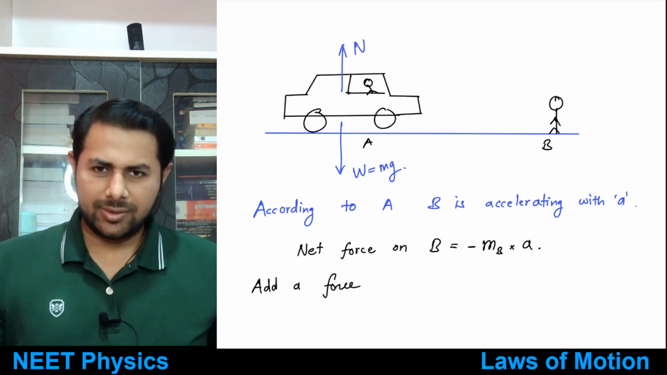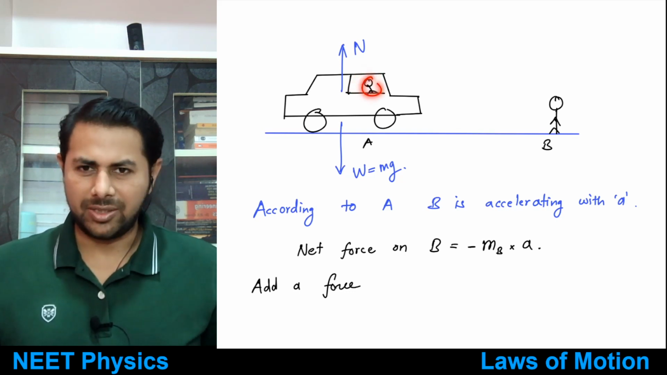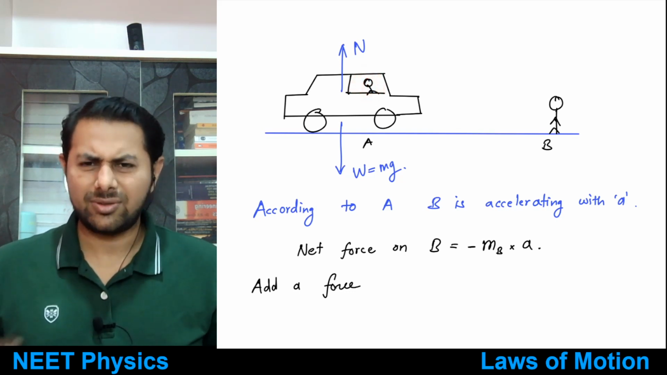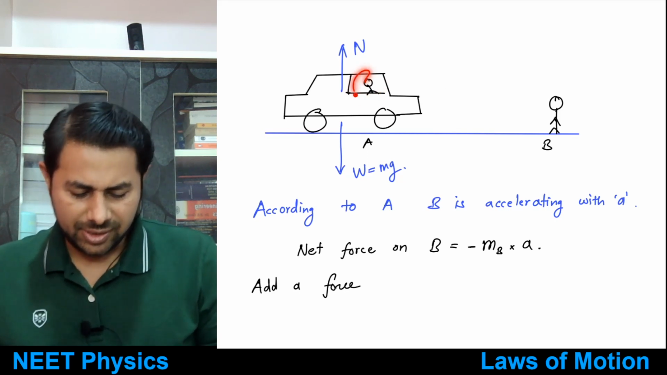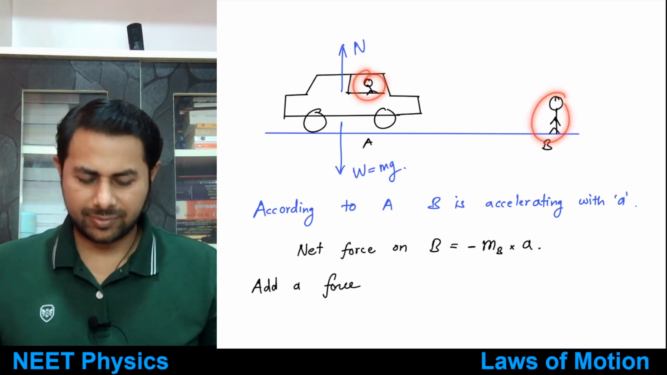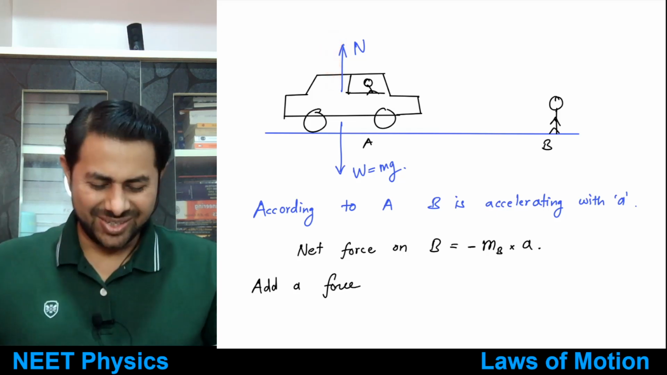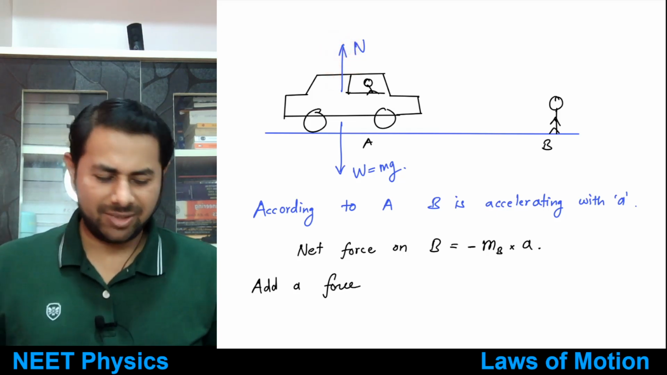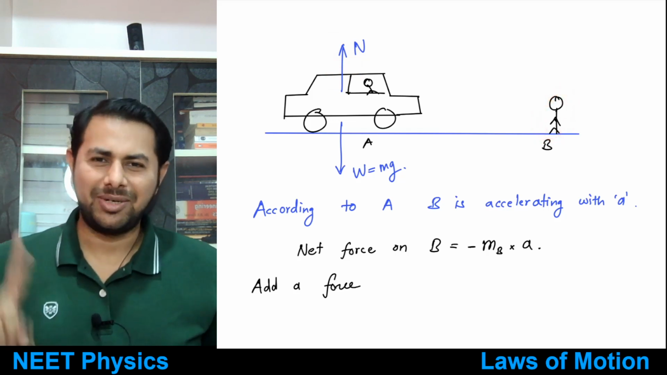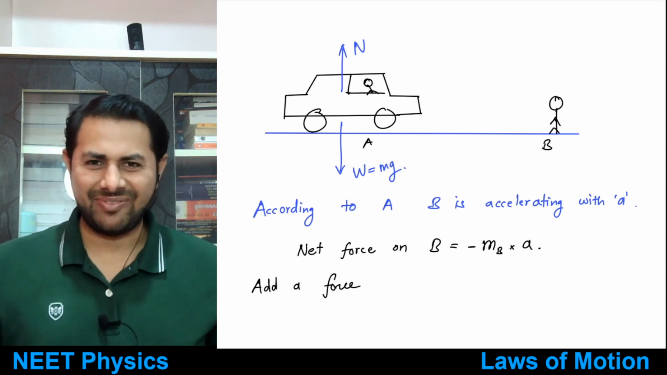Imagine the same thing happens with this driver in the car. Just relate these two things. The driver is watching this guy, or suppose not the driver, there is some monkey sitting on the roof of this car, and he obviously doesn't know whether the car is moving or this person is moving. But suppose the monkey knows Newton's laws. The monkey can find out the force.